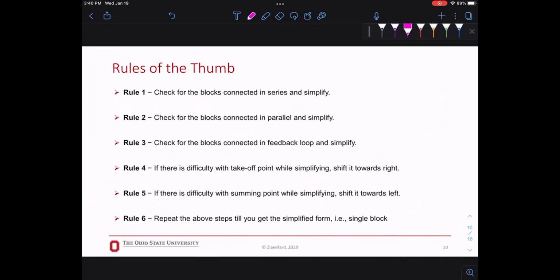All right, so rules of thumb. After this, you're going to solve two examples. First, look for all the blocks that are in series. Look for all of them that are in parallel. Simplify them as quickly as possible. Then look for blocks that form a feedback loop, because you also know what the math is, right? Once you run out of all of them, you have to move the takeoff points and summation points. The takeoff points, usually we can shift them to the right, so we create series. And for the summation points, we can shift them to the left.